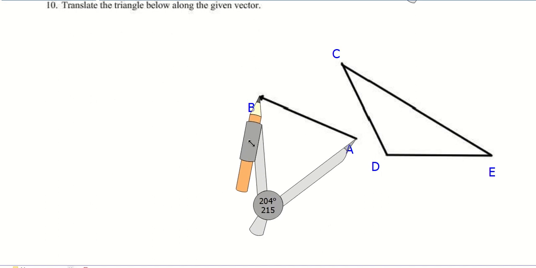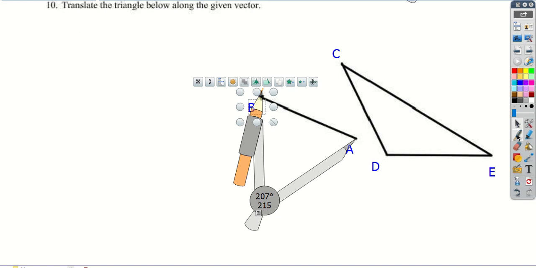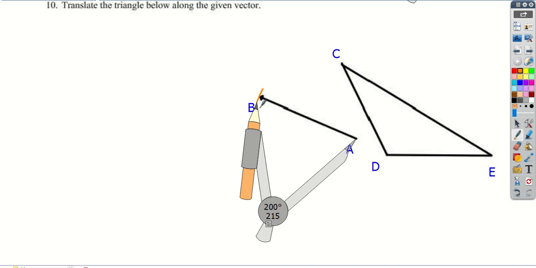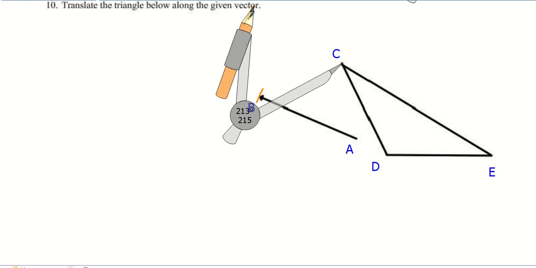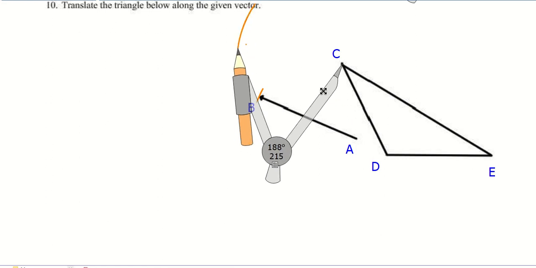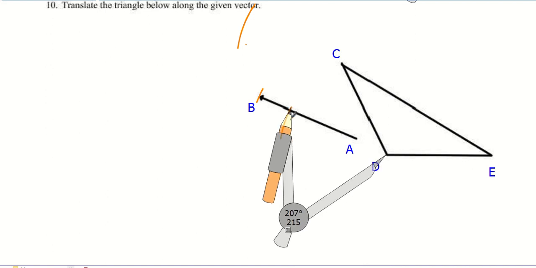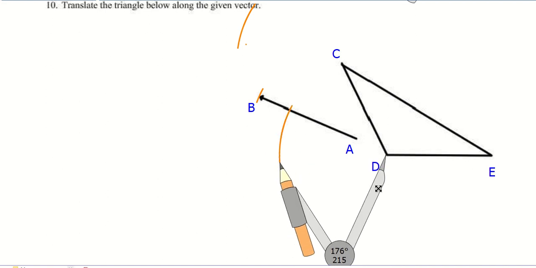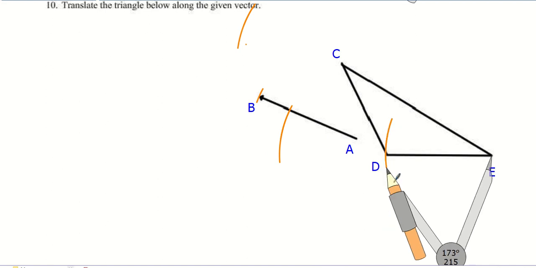So I know that is exactly how far the arrow extends, and then I'm going to draw circles around points C, D, and E. And I don't need the whole circle, just draw part of a circle there. Circle around D, and there's E.